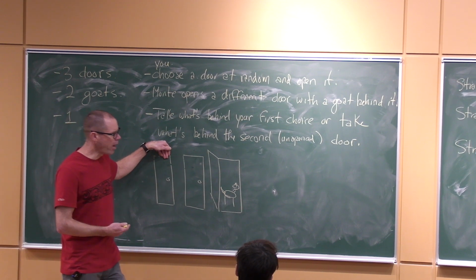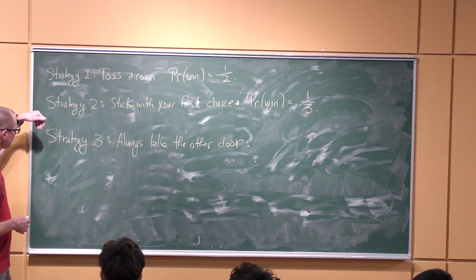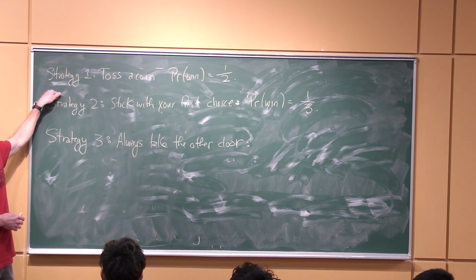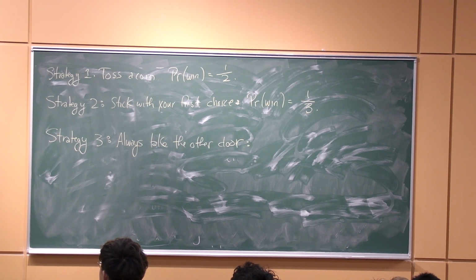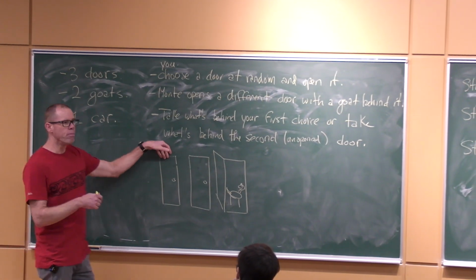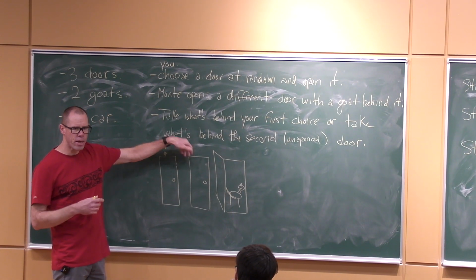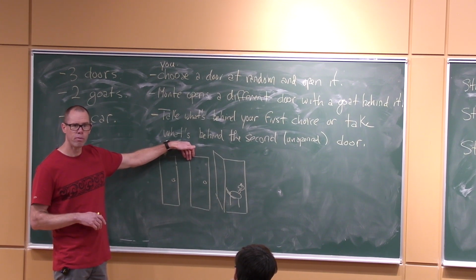So strategy 3 can only lose if strategy 2 wins. Right? So pick a random door and open it. That has probability 1/3 of winning. Pick a random door, wait for the host to open the other door, and then take the unopened one. That has probability 2/3 of winning.